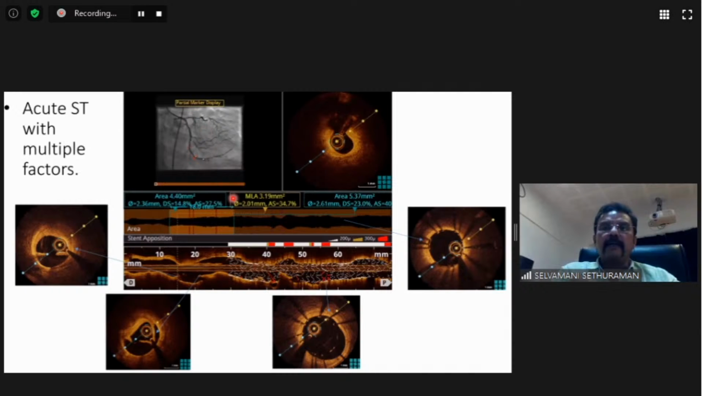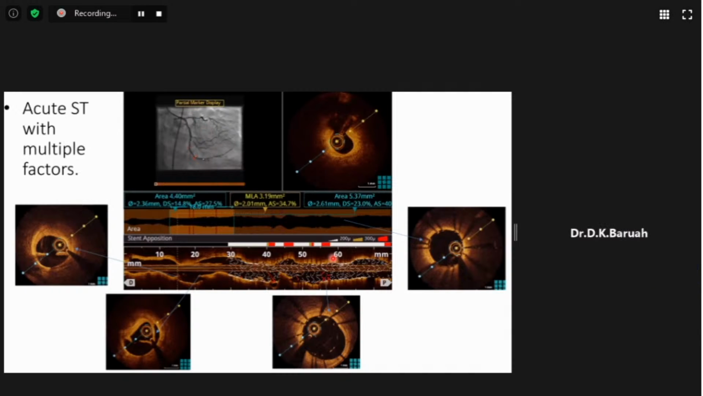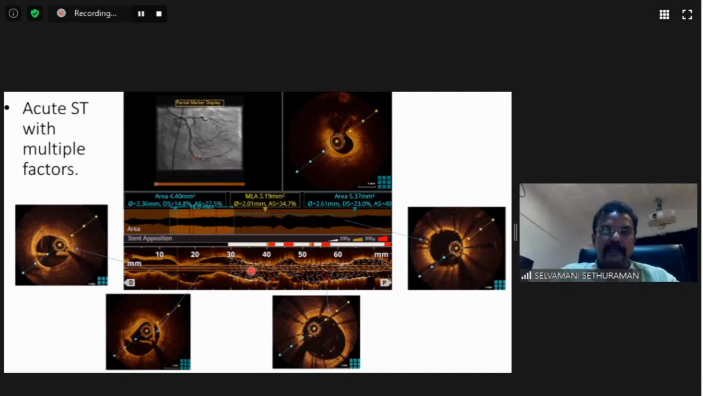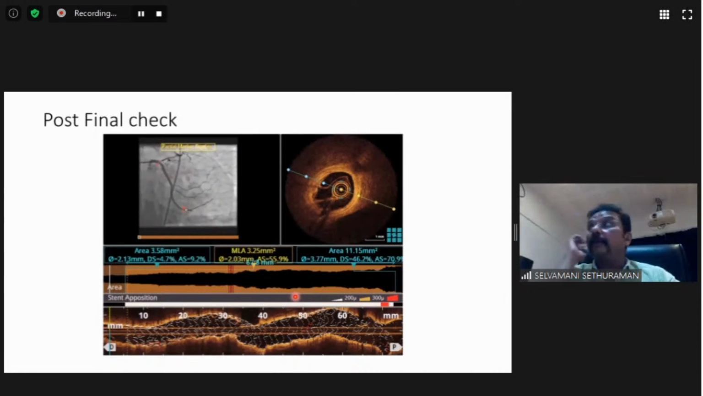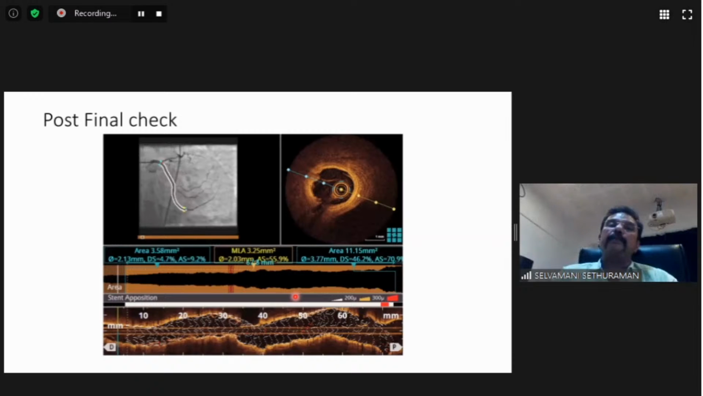In the OCT, this is what you see. After the stent, there is a clear-cut area of significant dissection, severe dissection here. And there are areas of malapposition. And you have areas of underexpansion. So these are the findings in one single case of stent thrombosis, multiple reasons: dissection as well as malapposition and underexpansion. All three were present. And then this patient underwent one more stenting and post-dilatation. And then this is the final result he got.